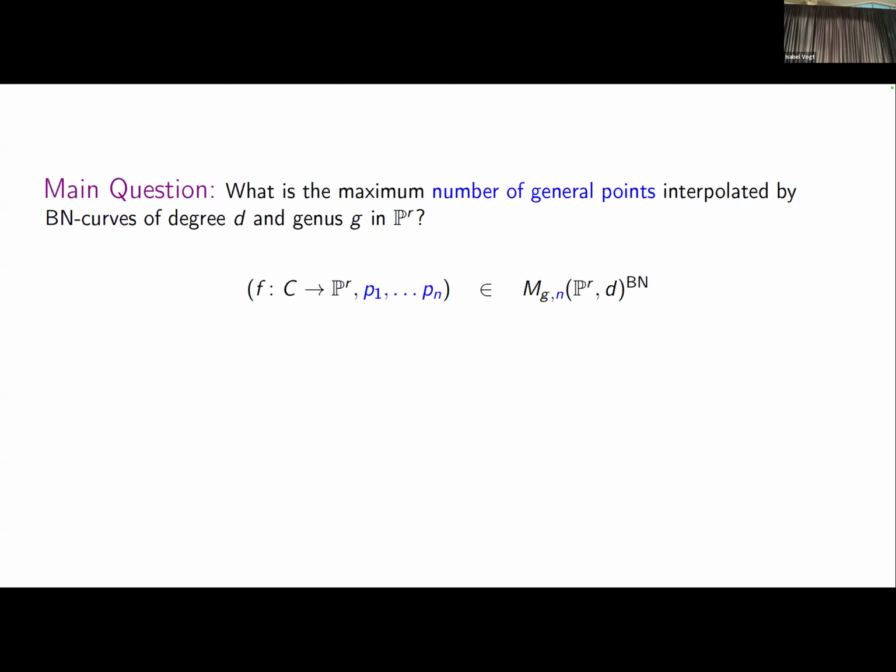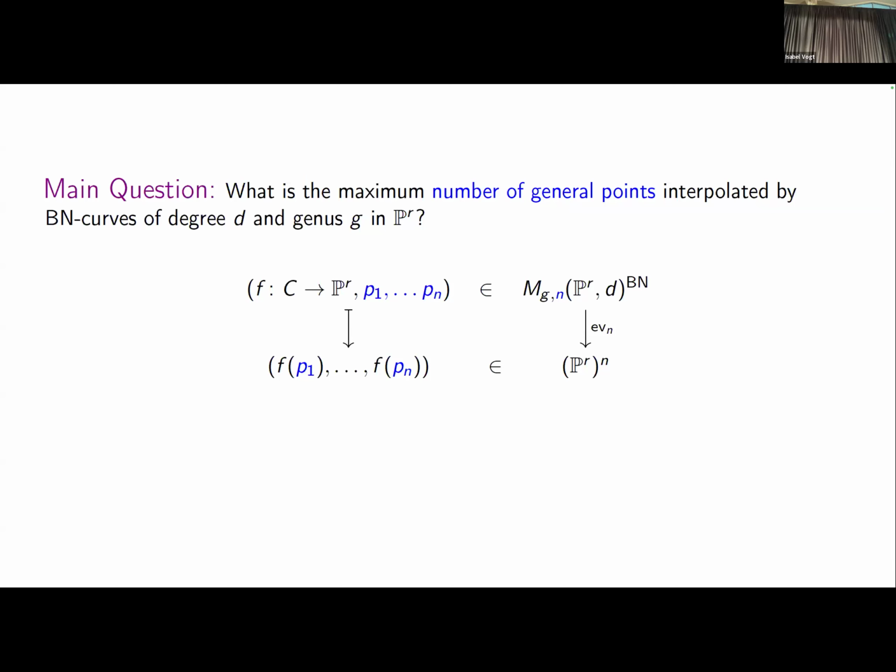So I can mark n points on the source curve. The points of this space correspond to a map from a genus g curve to P^r of degree d, and n distinct points on the source curve. And once I have these points, there's a natural evaluation map where I just ask, where does f send each one of these points? I get a tuple of n points in P^r, so I get this evaluation map, which I'm calling the evaluation map to (P^r)^n.